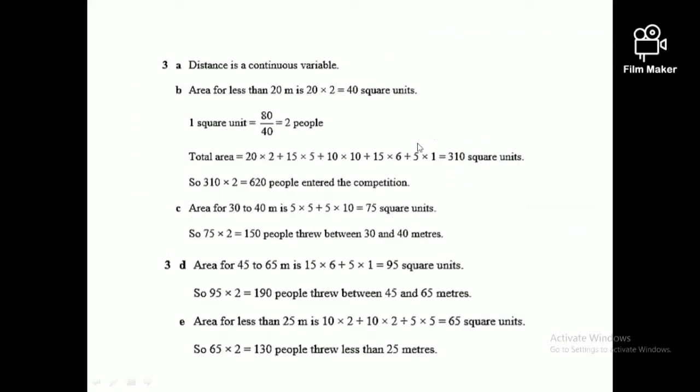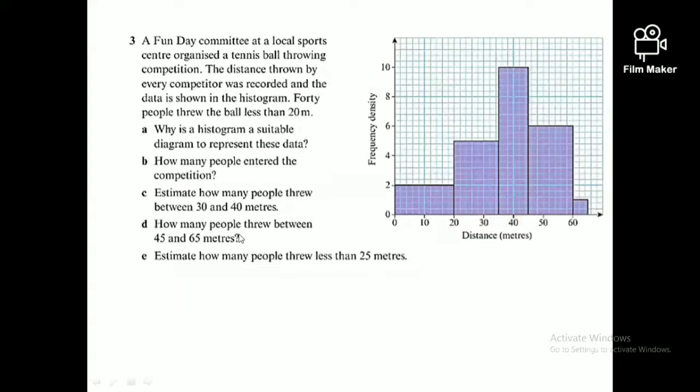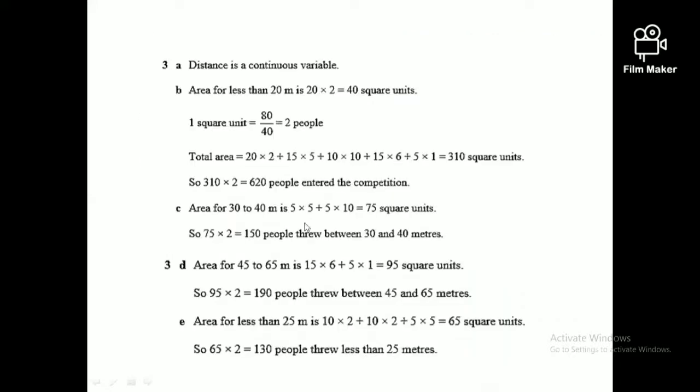There are 310 squares over here. What is the value of one square? We already found it as how much? It's 2. So you can multiply 310 into 2. You can get the total figure as 620. That is how you need to get that value.